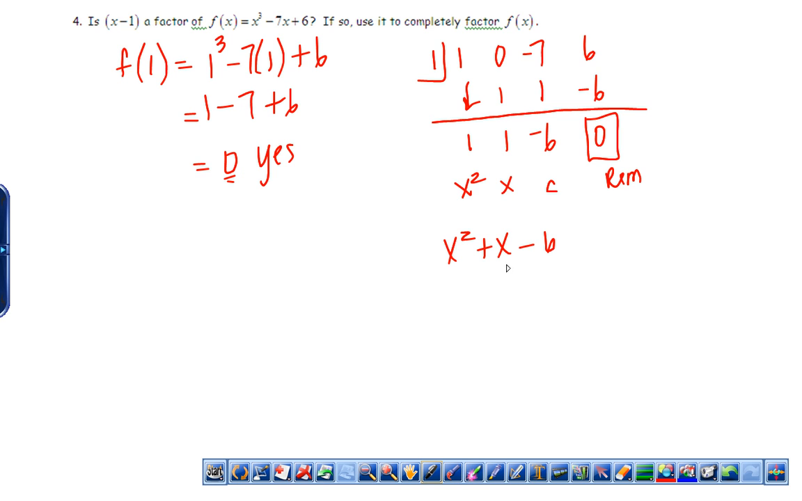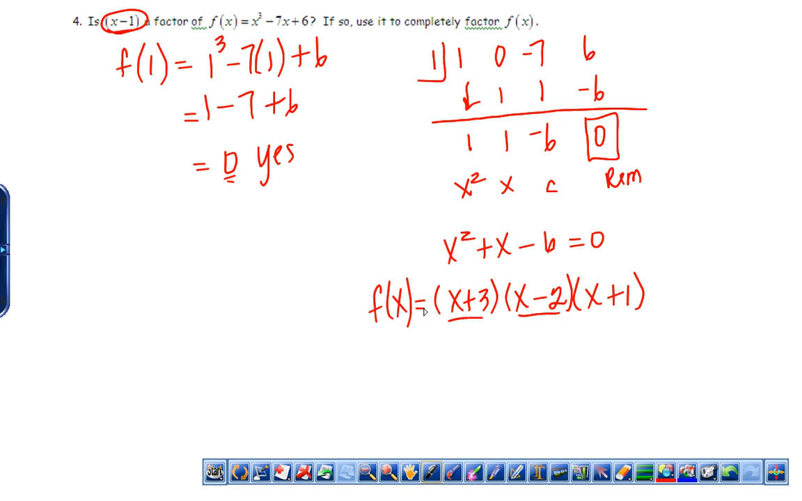Okay, I can factor this further. So this is going to be what? X plus 3 and x minus 2, because it said to factor it completely. All right, I know that x minus 1 is a factor, and I know these are also factors. So I'm just going to tag this on, that this function is totally factored right here. Okay?